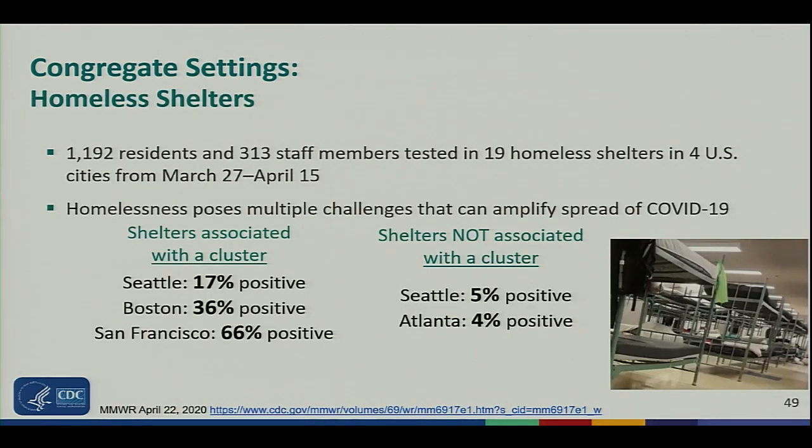And there were nearly 1,200 residents and over 300 staff members who were tested across 19 homeless shelters in 4 US cities from late March to mid-April. You can see that among shelters associated with a cluster, meaning 2 or more residents had tested positive for COVID in the prior 14 days, the percent of residents that tested positive ranged from 17 to 66%, while in shelters not associated with a cluster, there were much lower rates of infection.